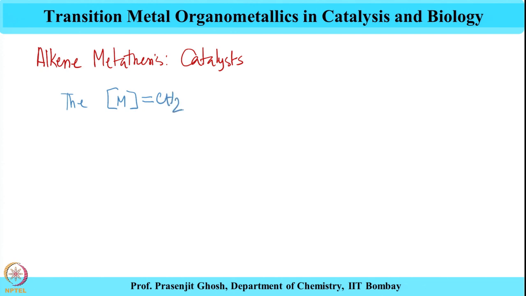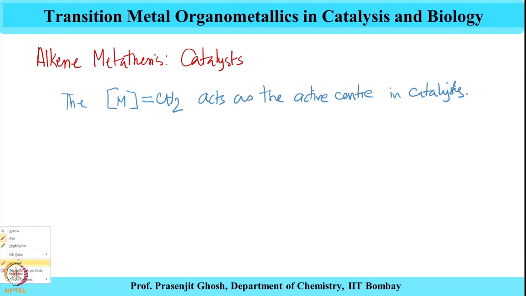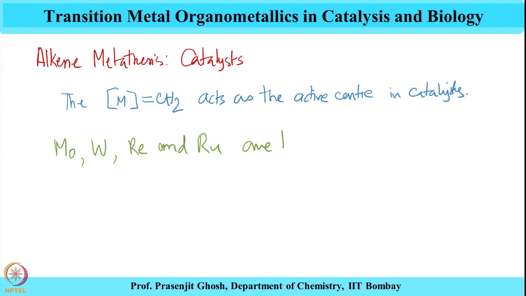So this metal carbene moiety acts as the active center in catalysis. Second, of the various metals which could stabilize a metal carbene moiety, the metals of choice for metathesis reactions were molybdenum, tungsten, rhenium and ruthenium.